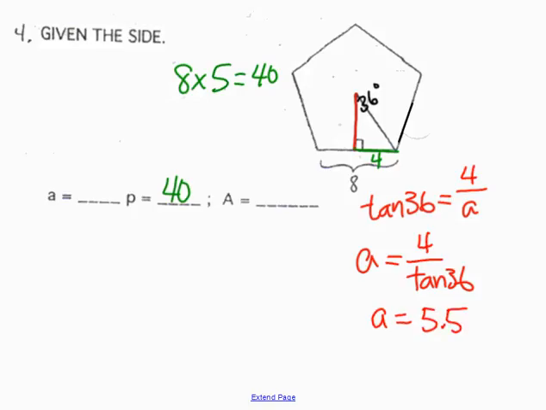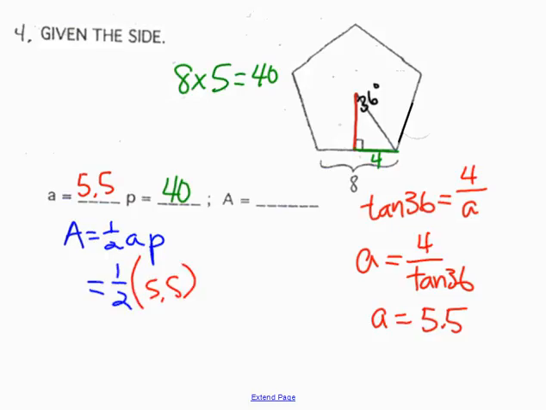So let's put that in the blank, and then what we have to do is get the area. Area equals 1/2 of the apothem times the perimeter. So 1/2 times perimeter, that equals 110.1.